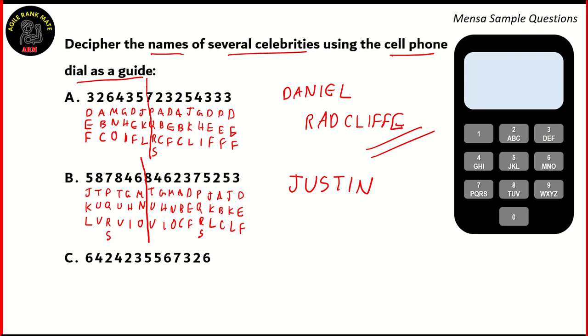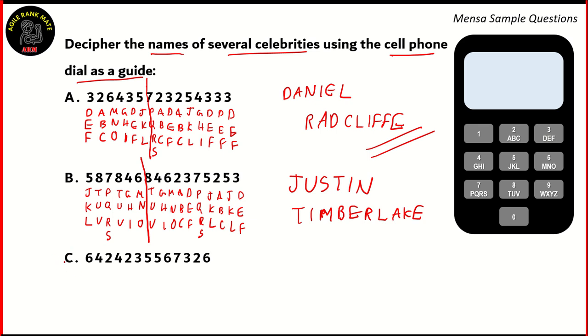8 would stand in for T. 4 would stand in for I. 6 codes for M. 2 codes for B. And 3 codes for E. 7 codes for R. 5 here codes for L. 2 codes for A. 5 codes for K in the penultimate place. And the final digit 3 would code for E. So Justin Timberlake turns out to be the celebrity name coded here. So we have the singer Justin Timberlake as the name of the celebrity that was coded in B.